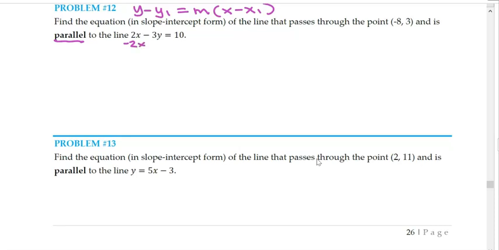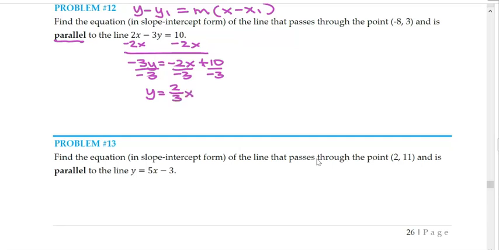So we'll start by subtracting the 2x over. So -3y equals -2x plus 10. And then let's divide everything by -3. So I get y equals, negative divided by a negative is positive, so that's 2/3 x. And then a positive divided by a negative is negative, so minus 10/3.